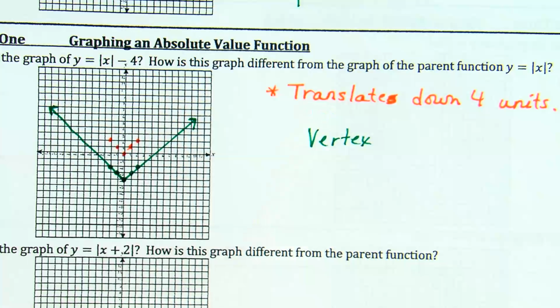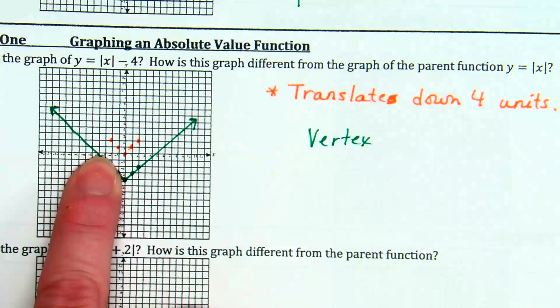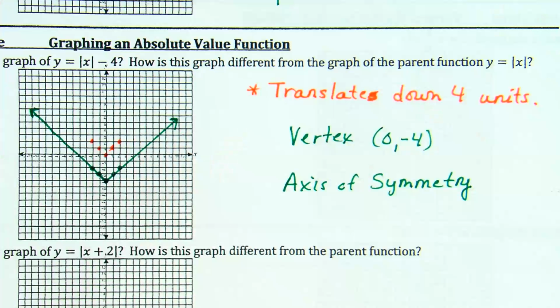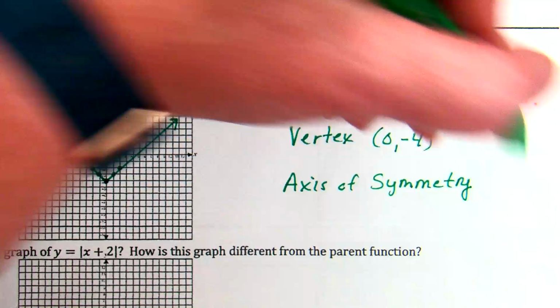It was at 0, 0. We moved it down 4. It is now at 0, negative 4. Okay, good. The other thing, can you tell me the axis of symmetry? The y-axis. Okay, so the axis of symmetry is where it cuts the graph in half, right? What line goes through that vertex? I agree, y-axis. However, Math Excel is going to want an equation of a line. And so for the equation of this line, all the x values are 0. So x equals 0.